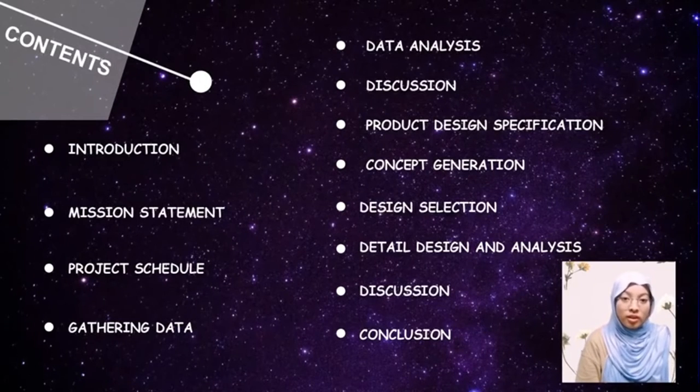There is a table of contents for Roti Jala. The first is introduction. Number 2 is mission statement. Number 3, project schedule. Number 4, catering data. Number 5, data analysis. Number 6, discussion. Number 7, product design specification. Number 8, concept generation. Number 9, design selection. And number 10, detailed design and analysis. 11, discussion. And lastly, conclusion.